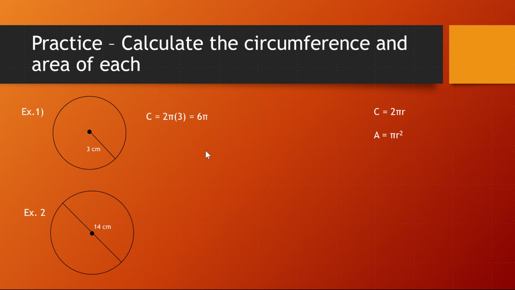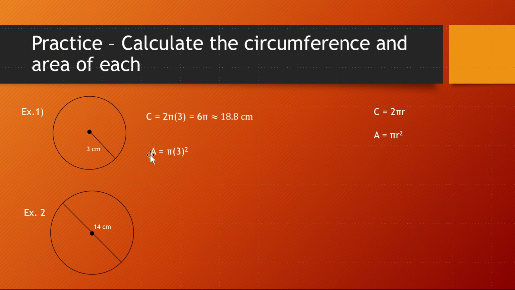However, oftentimes we write the approximate answer because you can see more clearly what that number is. If you do 6 times pi on your calculator, you get the approximate answer, which is 18.8 centimeters. So that's going to be this outer distance right here of this circle. It's about 18.8 centimeters.